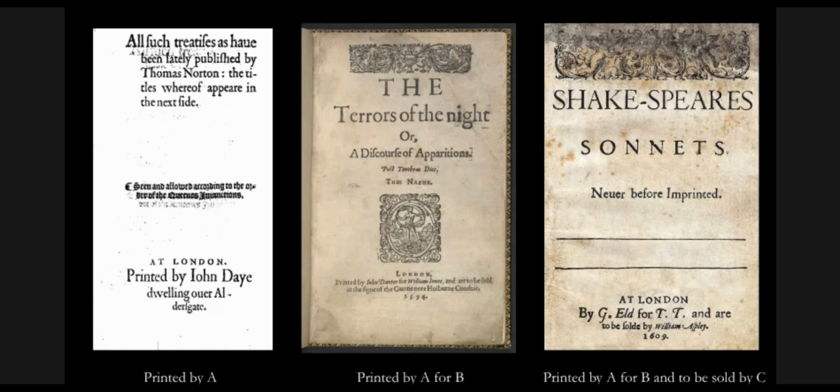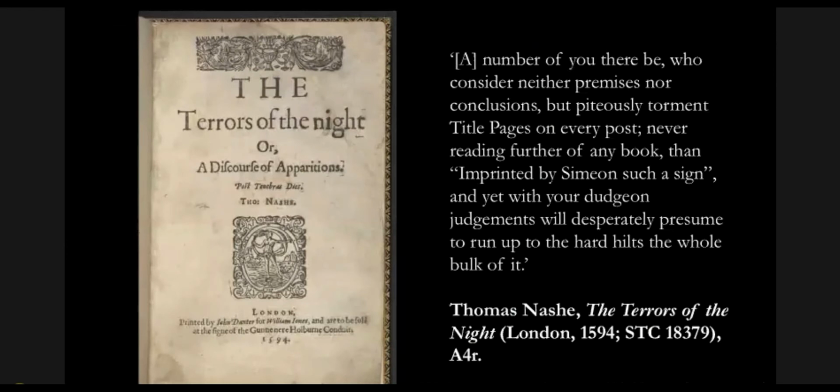Title page imprints, in contrast to colophons, were very visible paratexts. Title pages were key promotional materials that, as Tiffany Stern has discussed, doubled as advertisements and were pasted around stalls, posts, doors, and walls to attract book buyers. They needed to provide an enticing snapshot of the text they prefaced. And as satirized in Thomas Nash's The Terrors of the Night, some early modern book browsers looked no further.